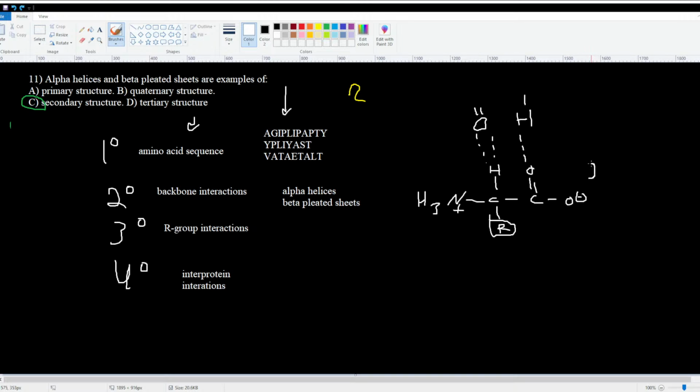So when we have this on a larger scale, it creates one of two different things. It creates either an alpha helix, which looks kind of like this, or it can create a beta pleated sheet, which looks like this, kind of. I could pull up a different image so you can have a better idea of it. If you'll excuse me for one moment. Okay, yes, this is a good example.